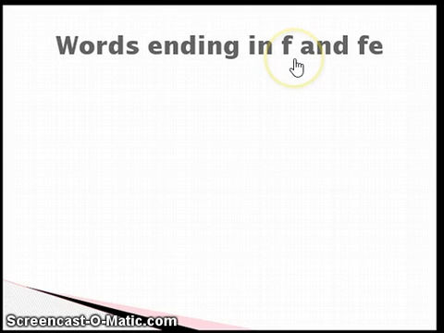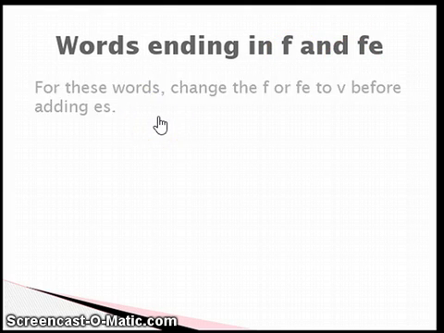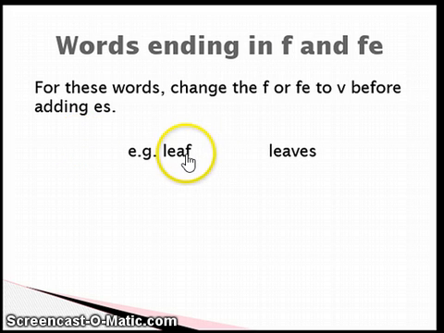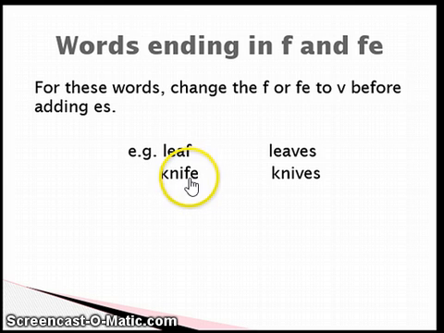There are certain other rules for other words, like the words that end in F or FE. How do we make their plurals? For these words, change the F or FE to V before adding ES. So first we change this F or this FE to V, and then we add ES. See the example. Leaf. This word ends in F. How do we make it plural? LEA, and then we change this F to V and then add ES. After that, the word knife. It ends in FE. But if you see here, how do we make it plural? K, N, I from singular, F into V, and then we add ES.